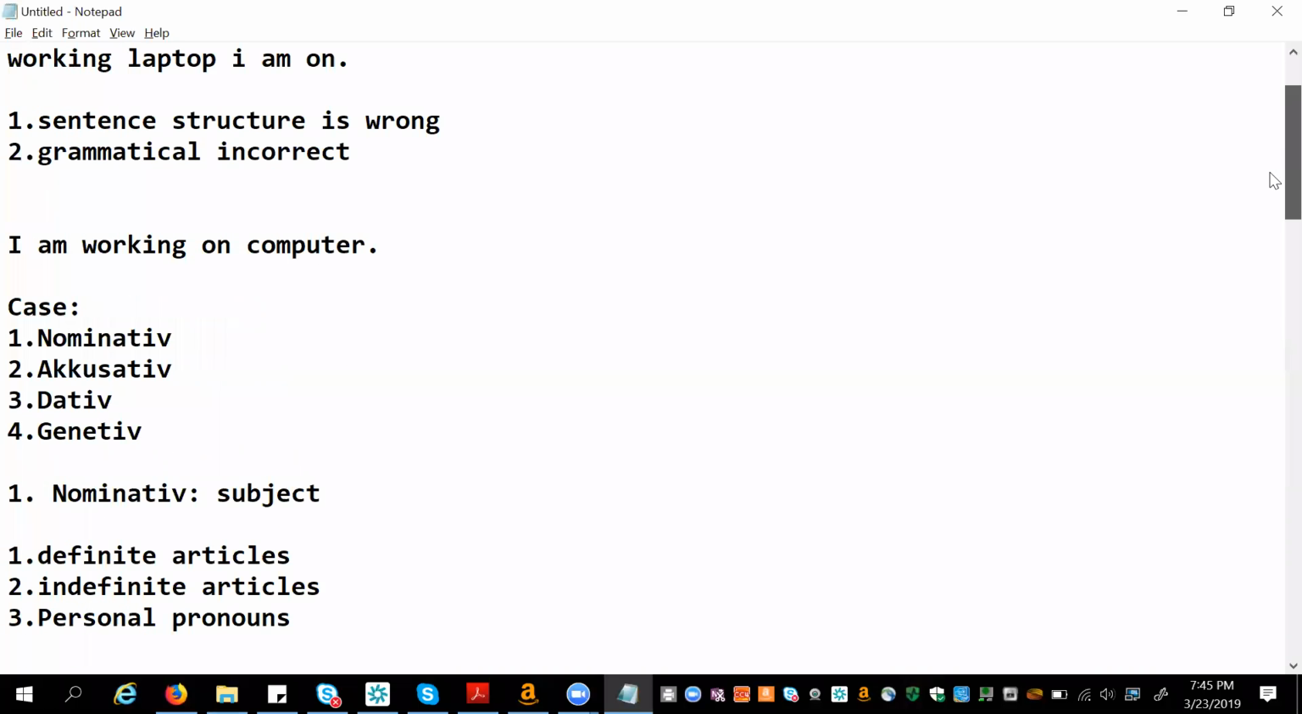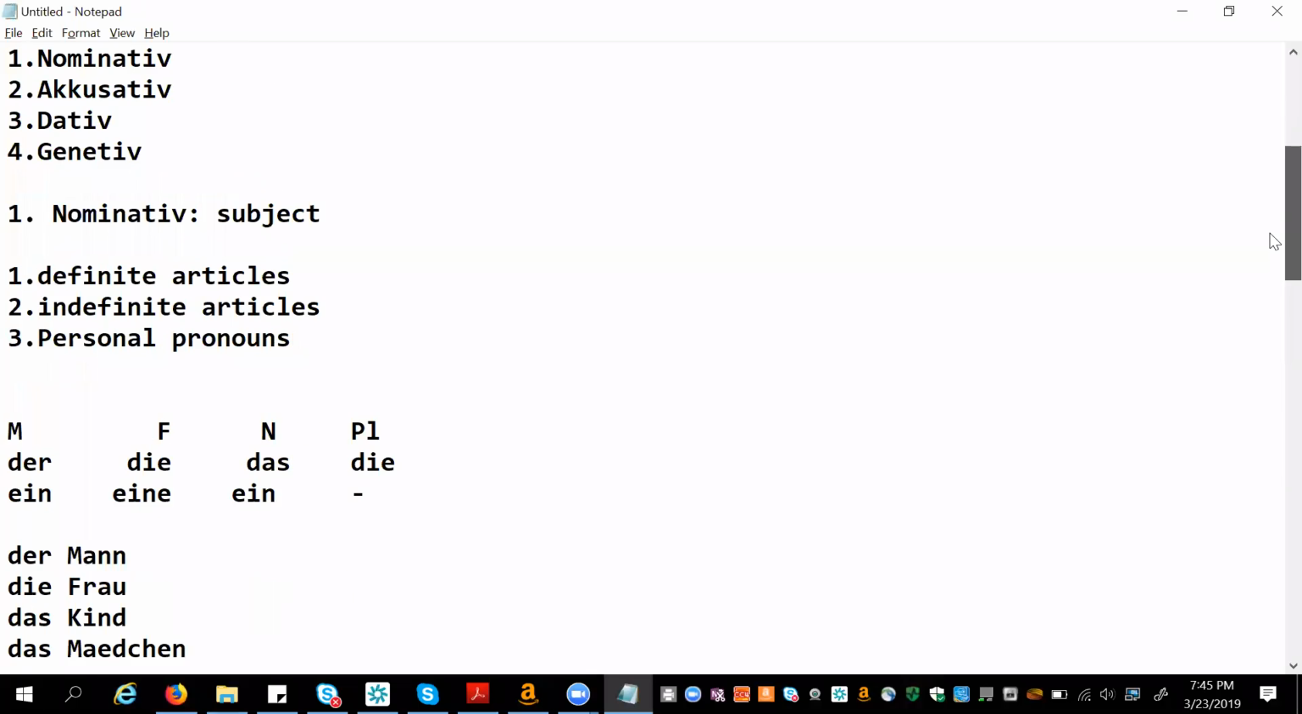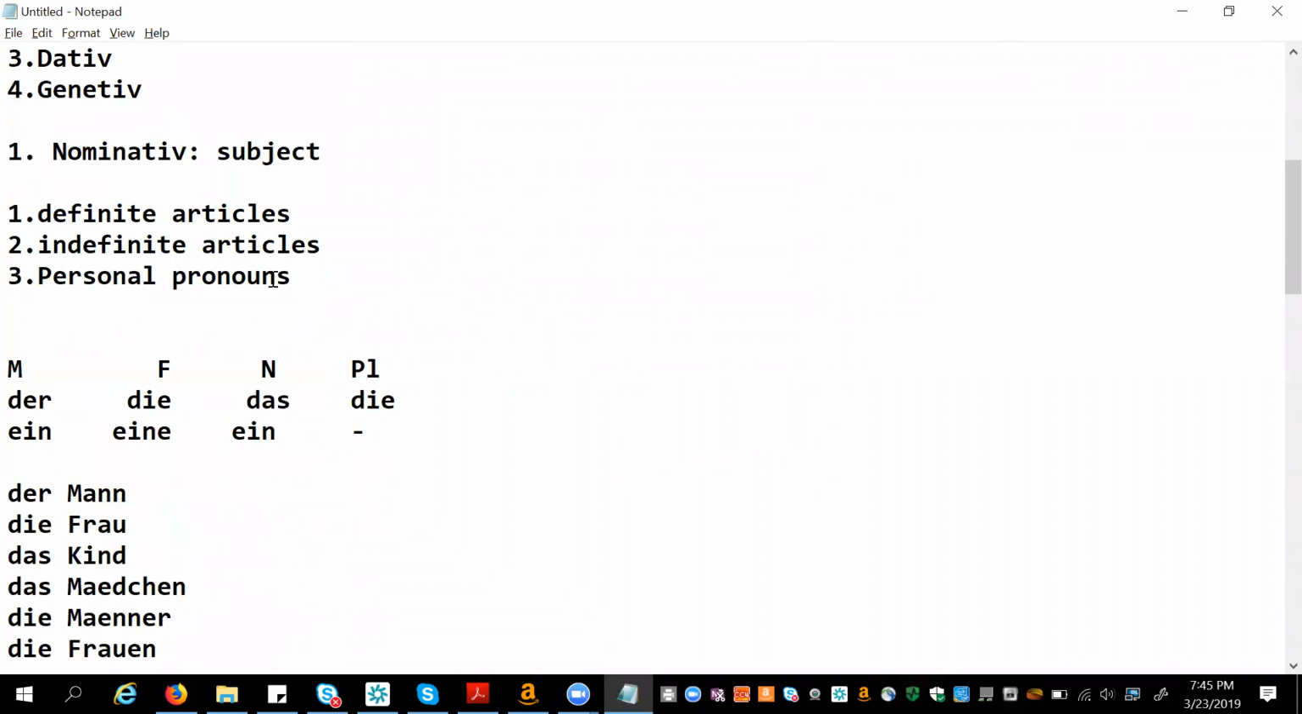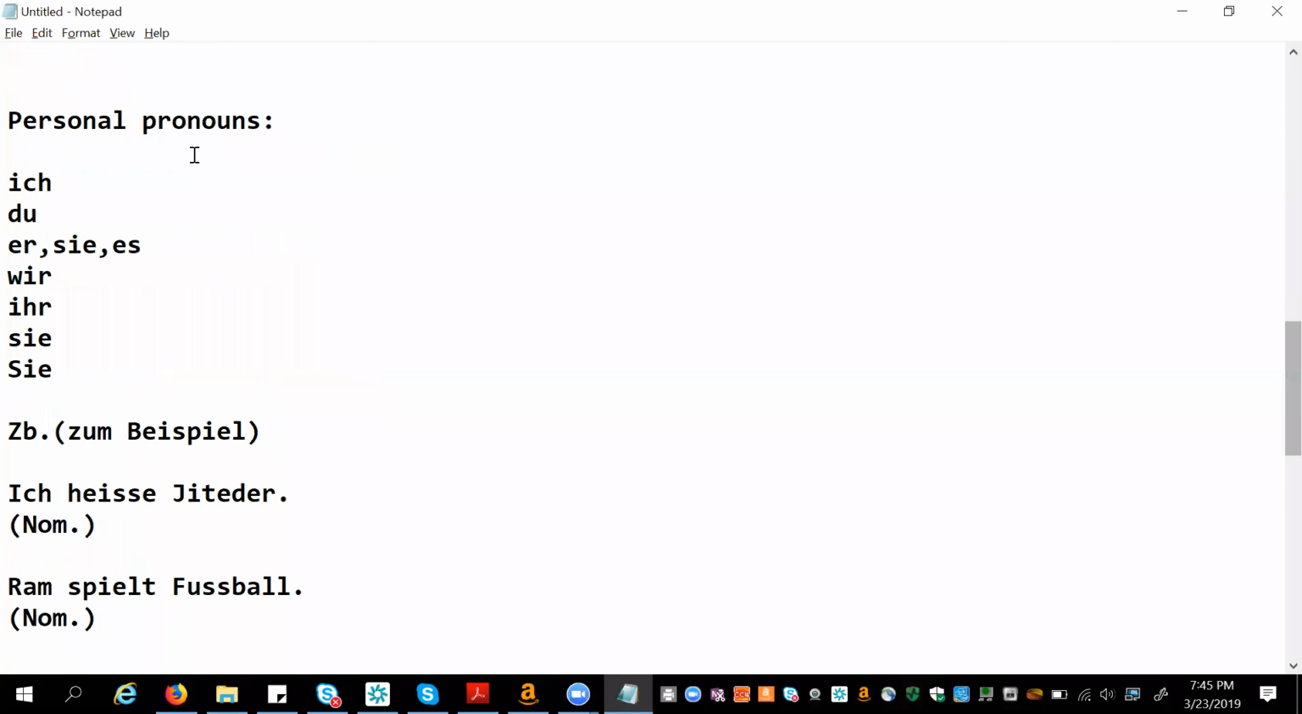There is nothing beyond this. So for the nominative case, you need to remember: nominative is the subject in a sentence, with definite articles, indefinite articles, and personal pronouns. So these three things you need to remember. We are talking first about the nominative case, the subject, in the German language. What are the definite articles? Der, die, das, die. What are indefinite articles? Ein, eine, ein. There is no plural. And what are the personal pronouns? I, you, he, she, it, we, you guys, they, and you formal.